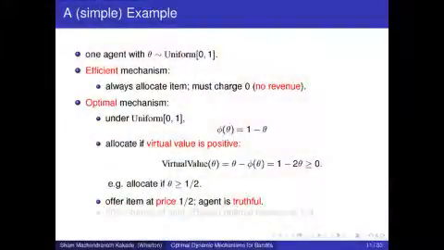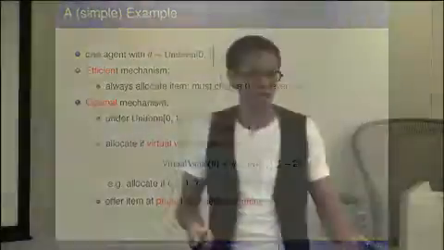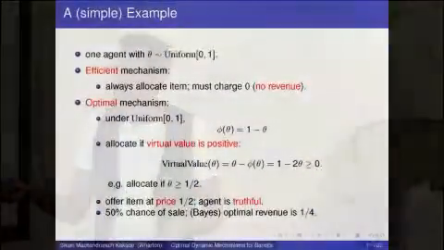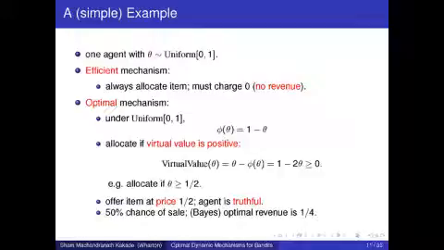This is the allocation we want. How do we charge? Charge a half. So we say if you bid something greater than a half, I charge you a half. If you bid something less than a half, you don't get the item and you pay nothing. So we offer the item at price a half. They're going to be truthful. And this is how we implement this mechanism.